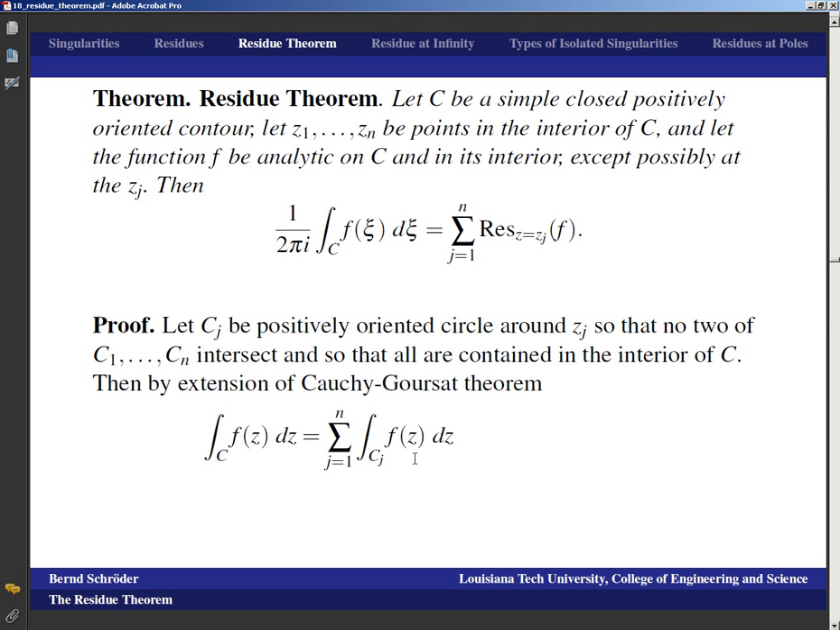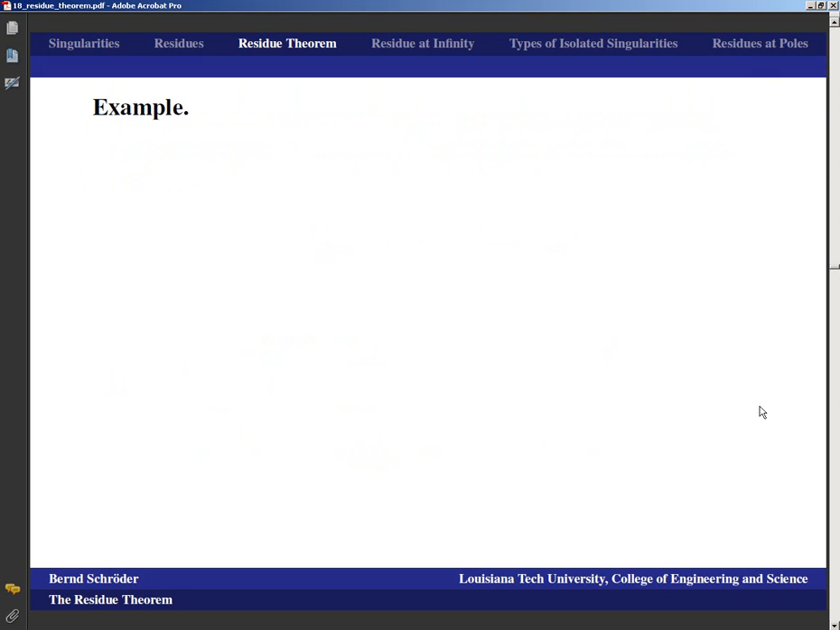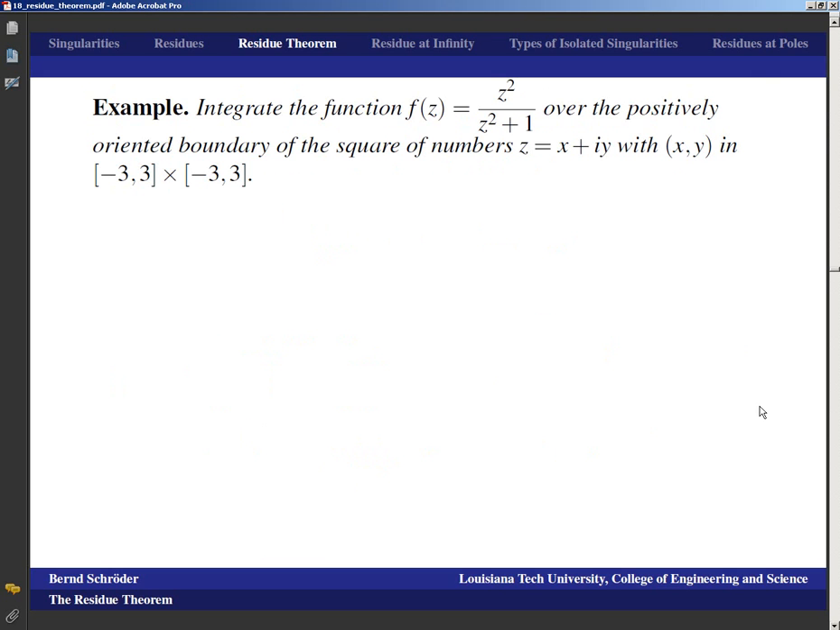And now these circles contain one singularity each, so we can use what we had just proved and show that this is 2 pi i sum j equals 1 to n of the residue at z equals zj of f. And that is the proof because, well, we could still divide by the 2 pi i here, but that, of course, is rather trivial. Okay, examples for using the residue theorem.